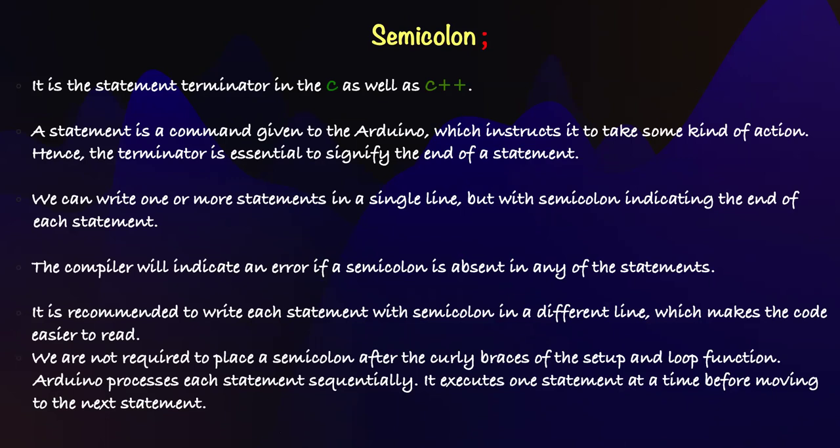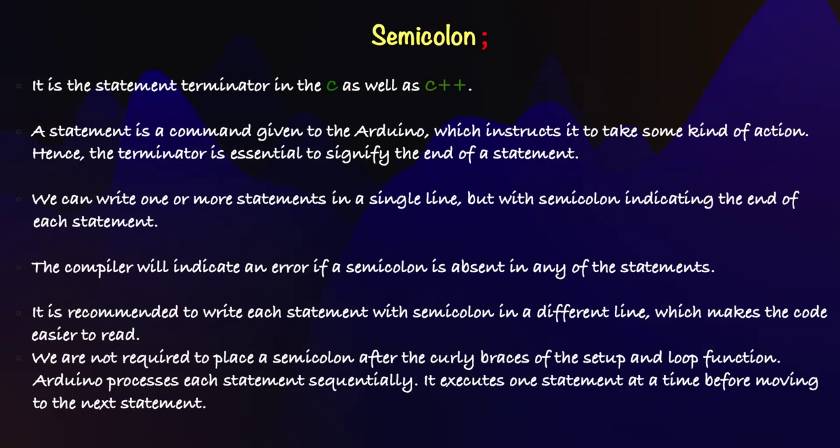So a semicolon basically shows the end of the line. It is a statement terminator, as you see, it shows the end. I said it is basically the statement terminator in C as well as C++. Okay, a statement. What is a statement? A statement is a command that is given to the Arduino, which instructs it to take some kind of action.